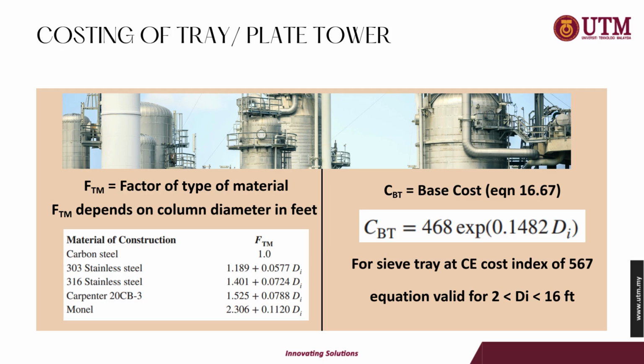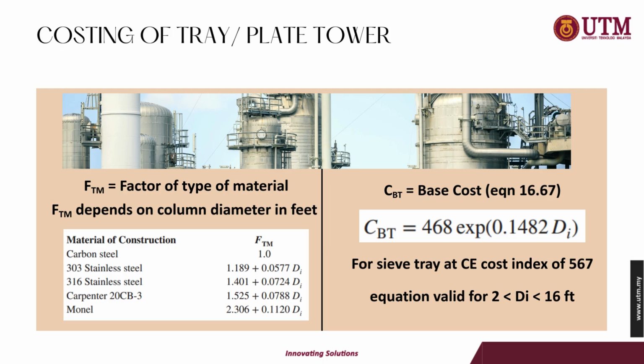FTM depends on column diameter in feet, as we can see below. For carbon steel, the FTM equals 1. For 303 stainless steel, the FTM equals 1.189 plus 0.0577 times inner diameter. For 316 stainless steel, the FTM equals 1.401 plus 0.0724 times inner diameter.